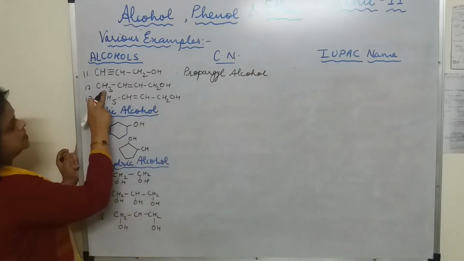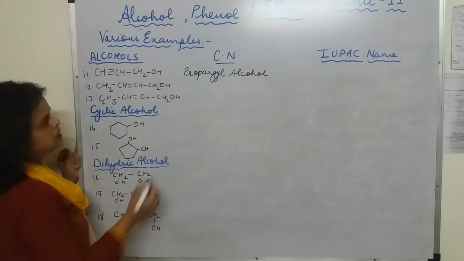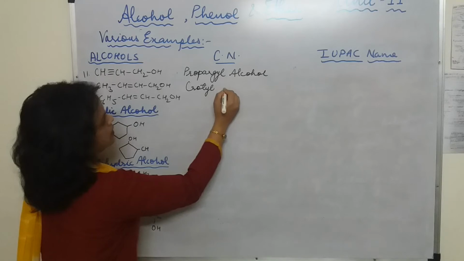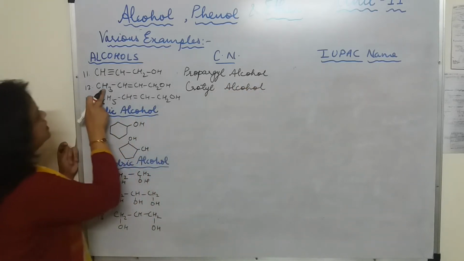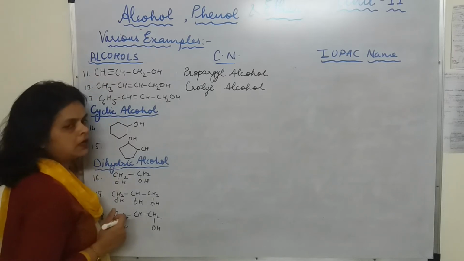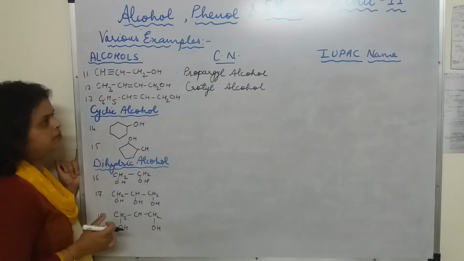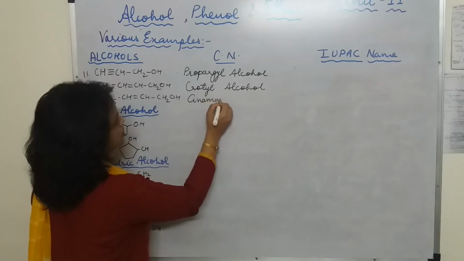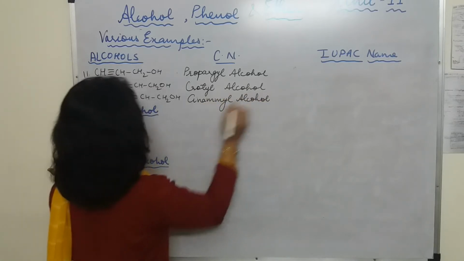This is CH3, CH double bond CH, CH2OH. And the name of this compound is crotyl alcohol. When this methyl group is replaced, instead of that a phenyl group comes to its place and it becomes cinnamyl alcohol. Okay.